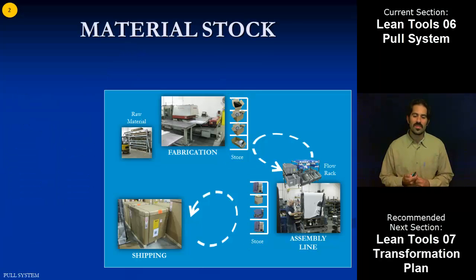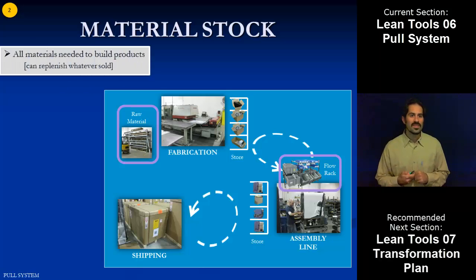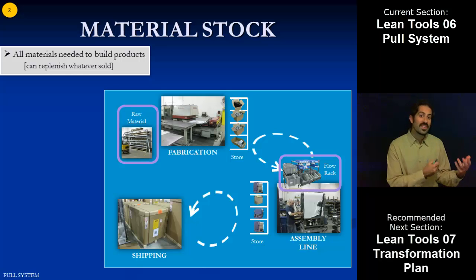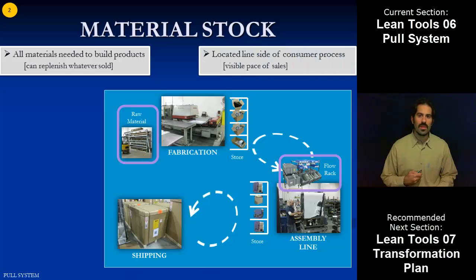Now the second key element is the material stock. We'll go ahead and circle it there in purple in both of those steps. We can see in one step it's a flow rack, and for fabrication it's the actual raw material. What the material stock is, is kind of like a store in reverse. Instead of having all the types of finished products, the material stock has all the types of raw materials that you need to create those finished products. And again, it's located line side, just like the store. So again, it's a visible pace of sales.